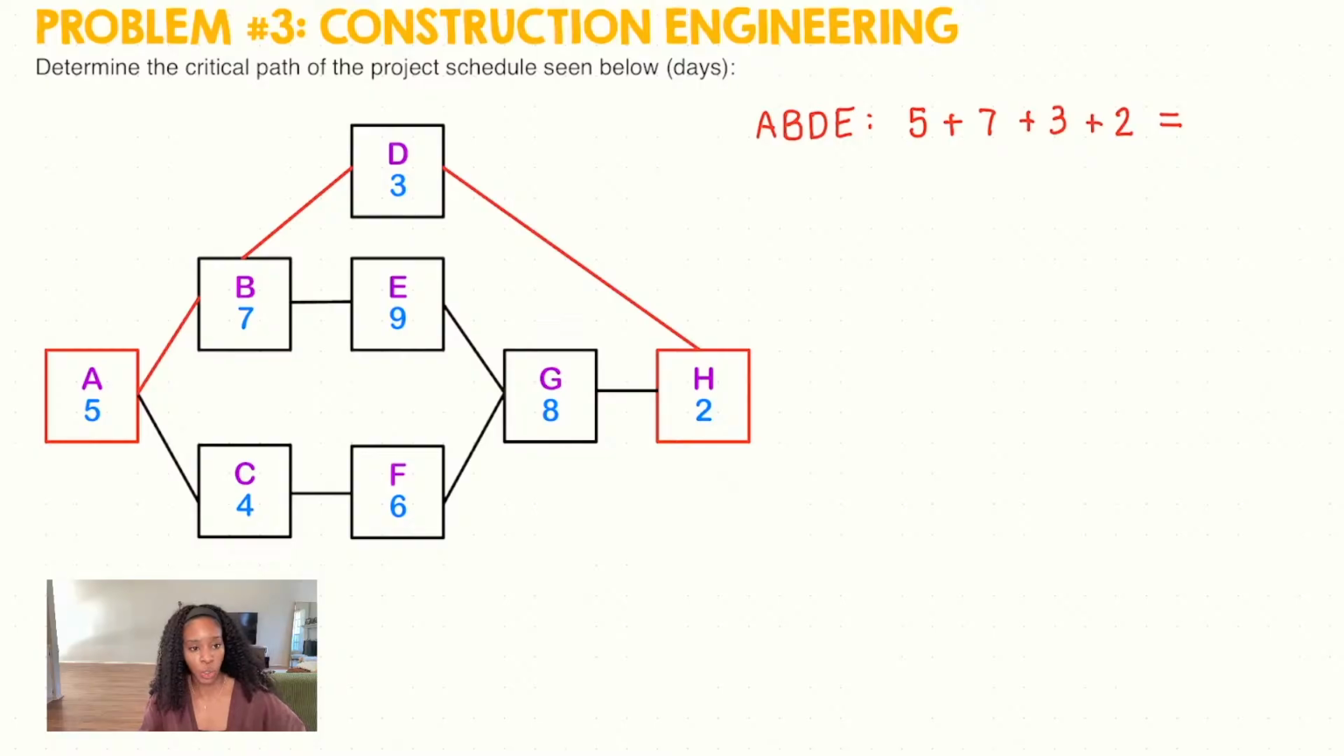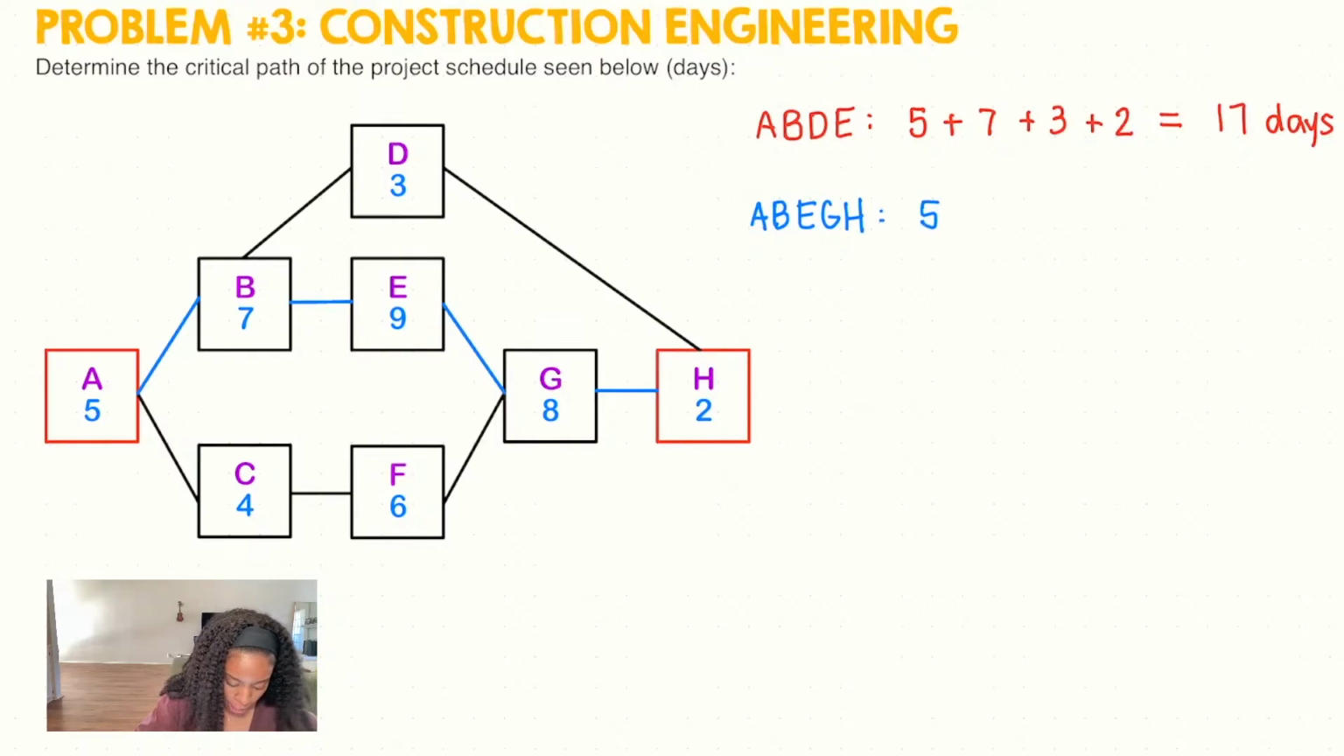So 5 plus 7 plus 3 plus 2 is going to give us 17 days. All right. Let's see what other pathway we can take. We could also go from A to B, B to E, E to G, and G to H. So let's add up how many days that would be. So that would be 5 plus 7 plus 9 plus 8 plus 2.